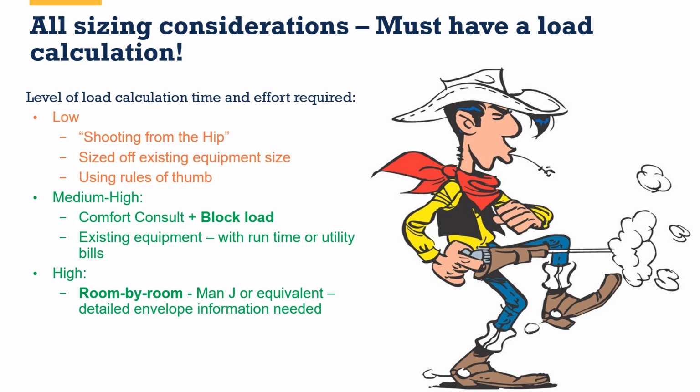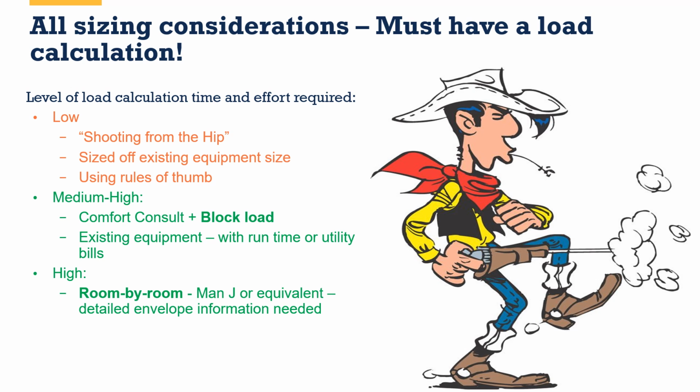Now, you might be fairly accurate, but it's not going to be very repeatable or very reasonable if you're training other people to shoot from the hip, because everyone will have a different set of experiences. Sizing off the existing equipment and using rules of thumb, particularly antiquated rules of thumb, those are ways that you can do a load calculation with very little time and very little effort. What all three of those have in common, they're not likely to be very accurate or reasonable, and they'll probably not be very repeatable.